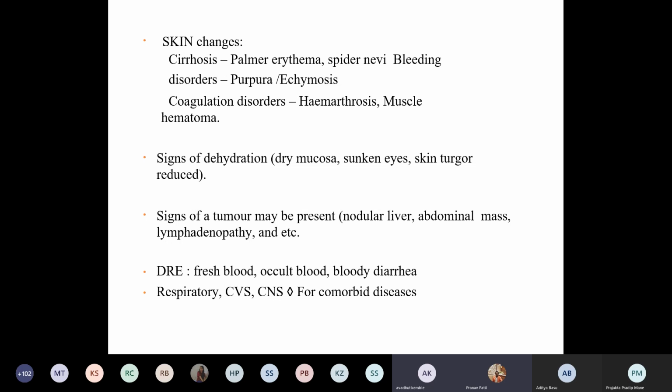but these are very rare. Purpura or ecchymosis can be there. Also, coagulative disorders are known to occur, hemarthrosis or muscle hematoma. Now, sometimes they will be added with signs of dehydration, wherein dry mucosa, sunken eyes, and skin turgor will be reduced. Then another cause, which is a tumor, they will present with nodular liver, abdominal mass, lymphadenopathies, along with the skin changes also.